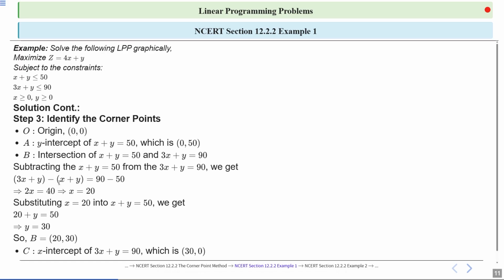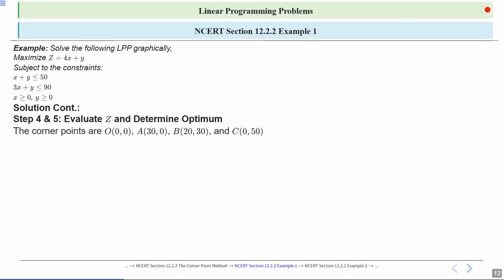And now find point C. So the x-intercept of 3x plus y equals 90 is (30, 0). Okay, now evaluate z and determine the optimum value. So the corner points are O (0, 0), point A (30, 0), point B (20, 30) and point C (0, 50). Okay, these are basically the vertices of a polygon, likely a quadrilateral formed by the intersection of linear constraints in a linear programming problem. So now let's look at this figure 12.2.